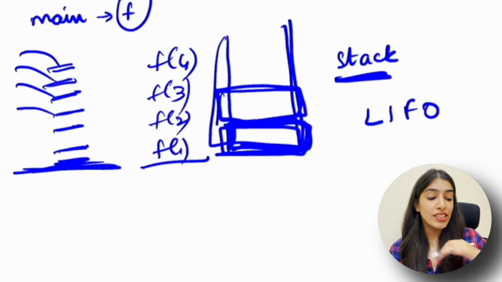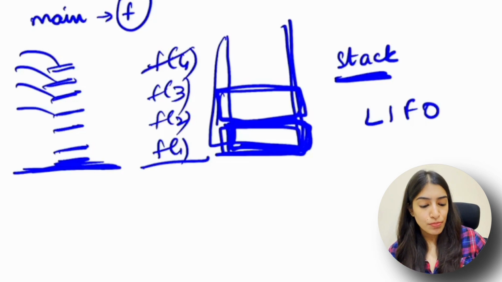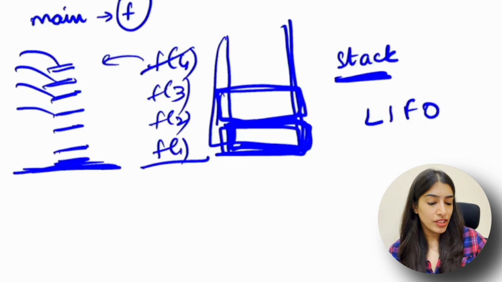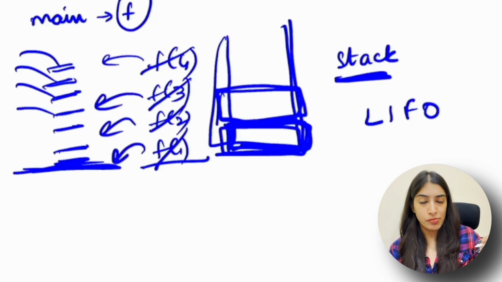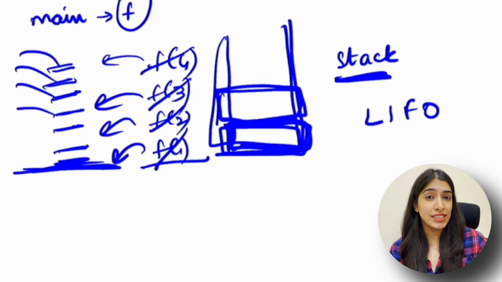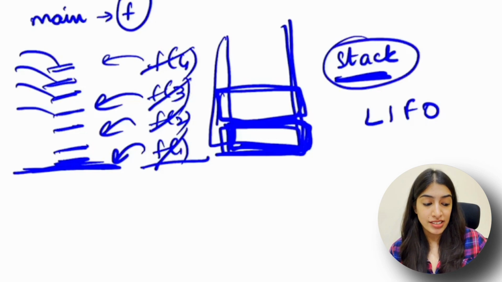As soon as you are done running a function, it is popped out. It is removed from the stack. As soon as you are done with function 3, it will be popped out. As soon as you're done with function 2, it will be popped out. As soon as you're done with function 1, it will be popped out. So this is extremely important basic knowledge to understand the recursive stack.